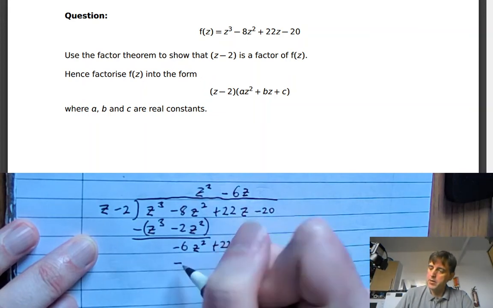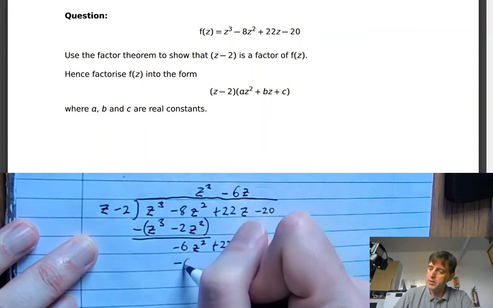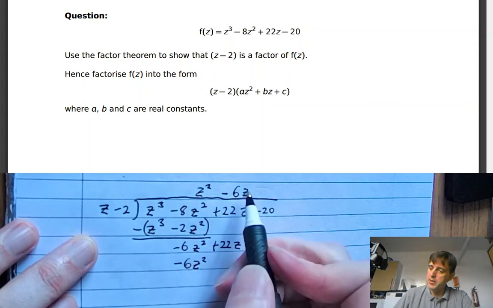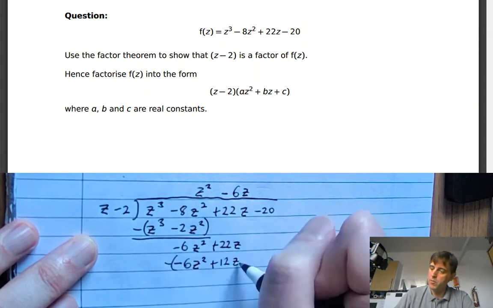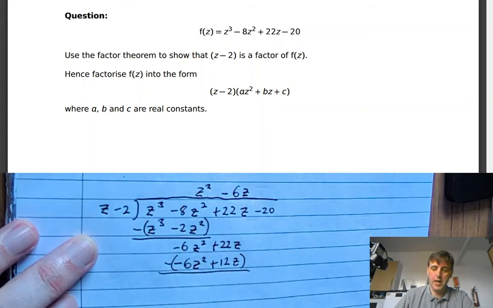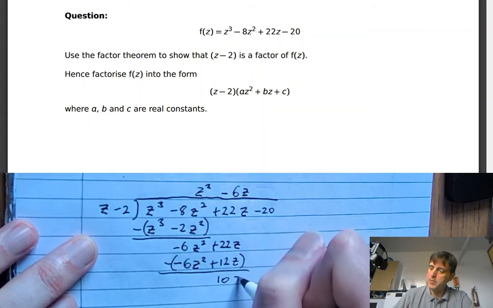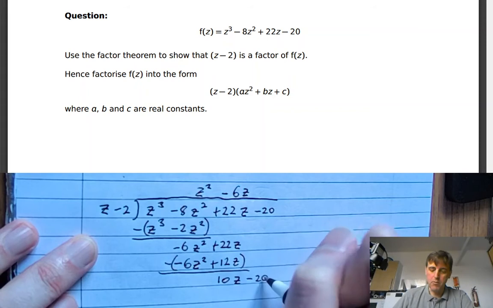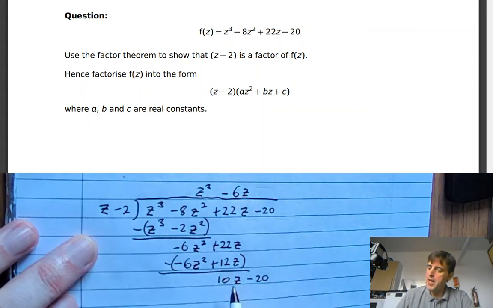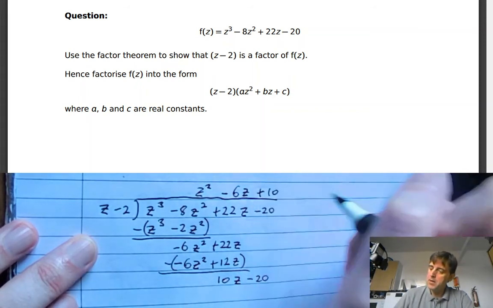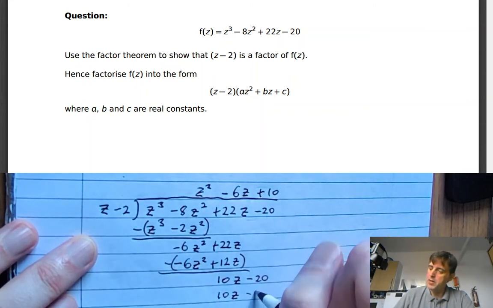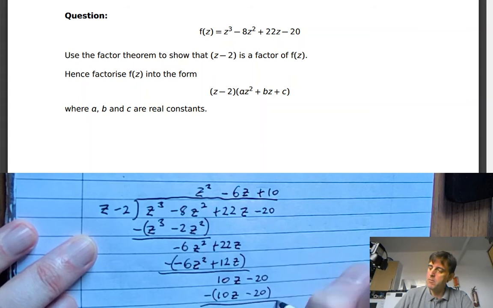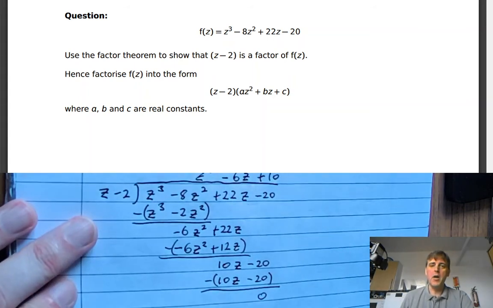Let's do that again. So z times minus 6z is minus 6z squared. Minus 2 times minus 6z is plus 12z, and subtract that away. We end up there with just 10z. Bring down the minus 20 and do it one more time. z times 10 gives me 10z. And then minus 2 times 10 is minus 20. Subtract that away, and we do end up there with a 0 remainder, which is exactly what we want.